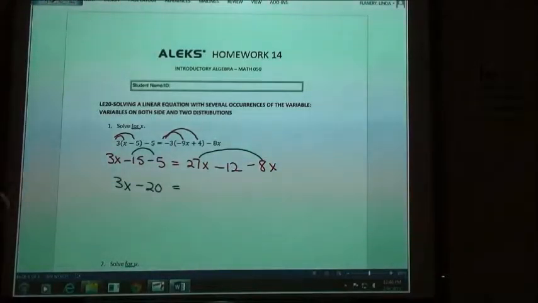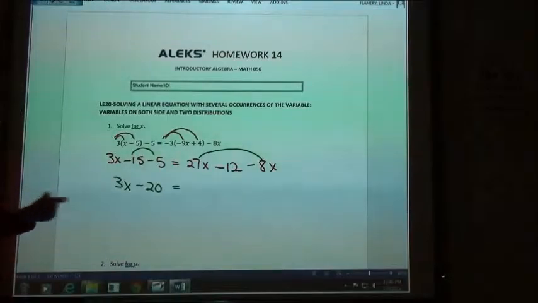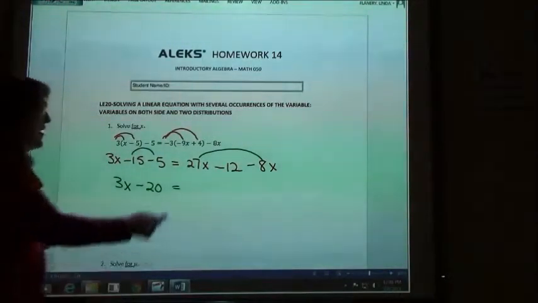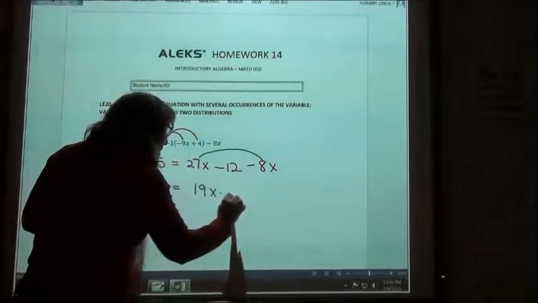Oh, so we're not combining the two. I thought we were going to do 15, 5, and 12. We'll get there. Over here, we're going to do 27 minus 8, which is 19x minus 12.